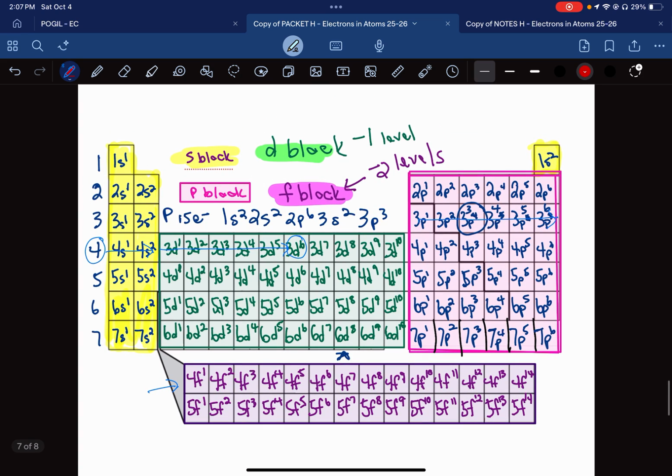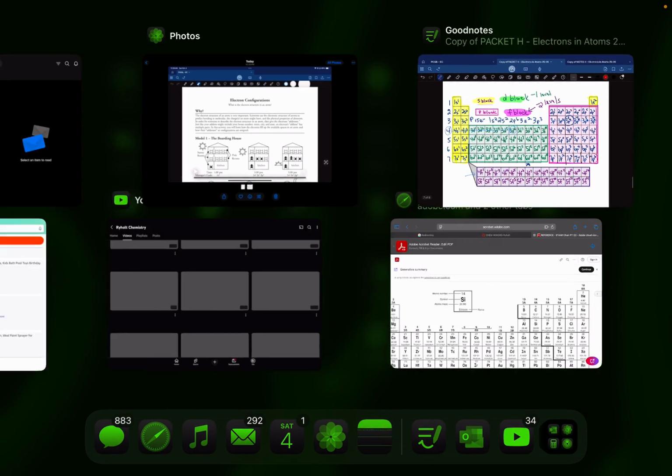All right. So remember how we were doing this one earlier and we said, oh yeah, 7p6, that's the location of the last electron after the entire atom has been filled. And so there it is. Pretty cool. Okay, what do we have to do next?